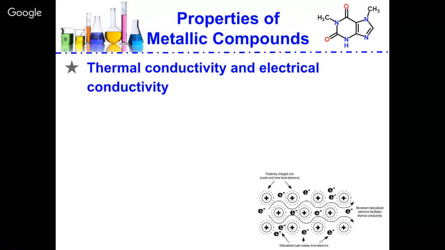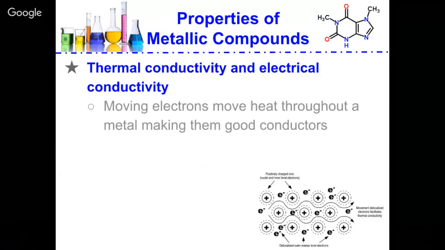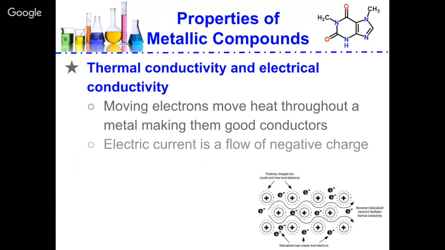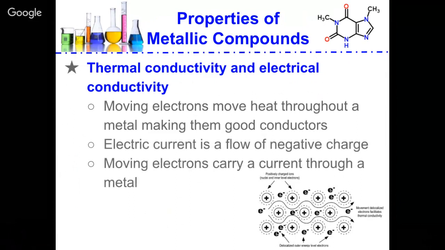Metals can also have thermal conductivity and electrical conductivity. Remember, the moving electrons move heat through a metal, making them good conductors. And the electric current is the flow of negative charge, and the moving electrons will carry a current through the metal.